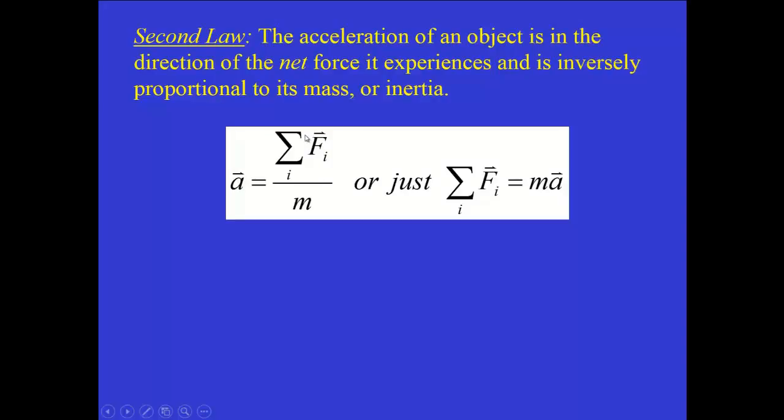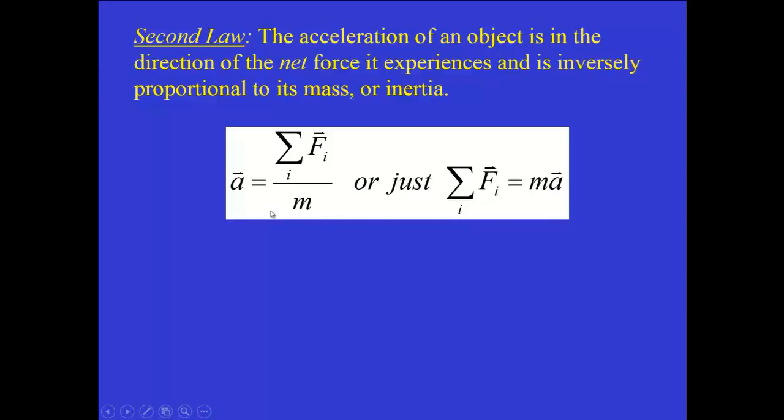This summation notation, which you're probably familiar with, but just in case you're not, it means sum. It's the Greek letter sigma. And the index i simply means that there are a number of different forces potentially that could act on the object, and what we do is we add them all up. And so if we solve for that sum of all the forces, we get the more familiar form of Newton's second law, which is that the sum of the forces is equal to the mass times the acceleration.